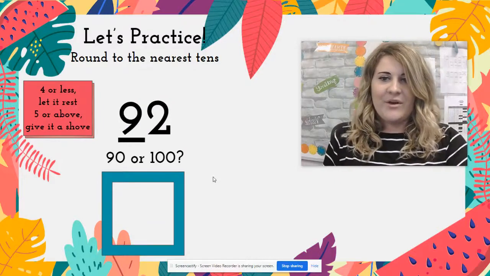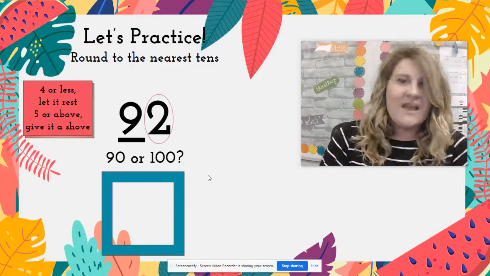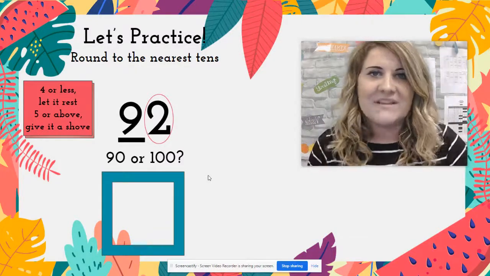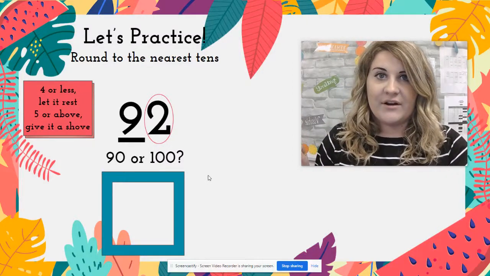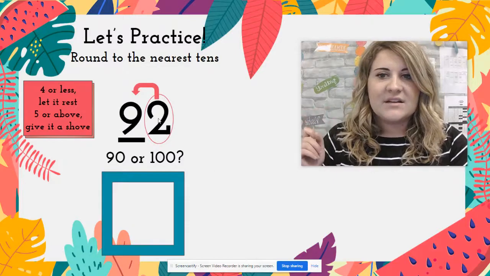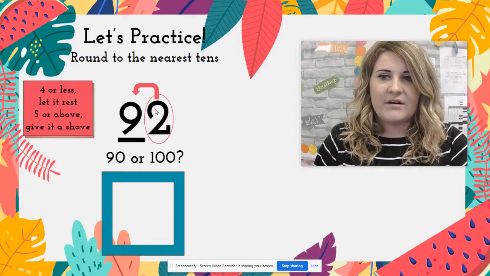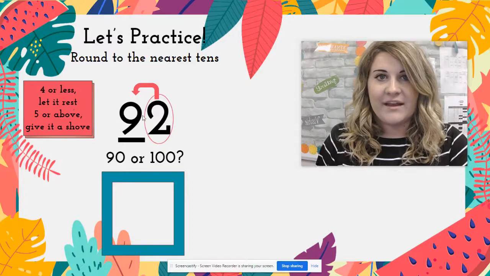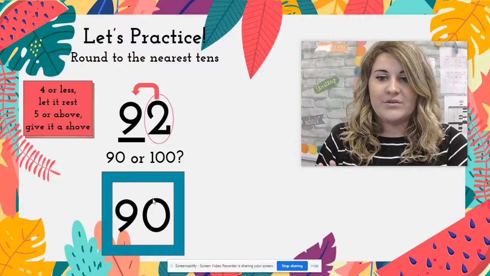92. Here we go. We're going to underline the tens place. We're going to spotlight the ones. And that 2 is going to take center stage and tell the 9 what to do. It's either going to stay a 9 or bump up. So let's figure it out. Is this 4 or less or 5 or above? 2. Is that 4 or less or 5 or above? It's 4 or less, so we're going to let the 9 rest. It's going to stay a 9, and then the 2 becomes a 0.